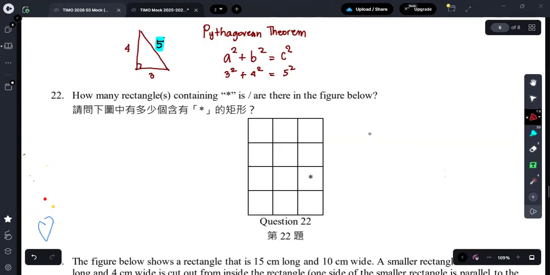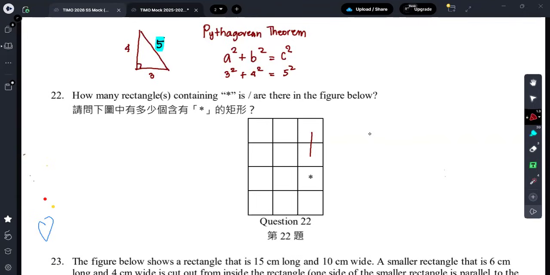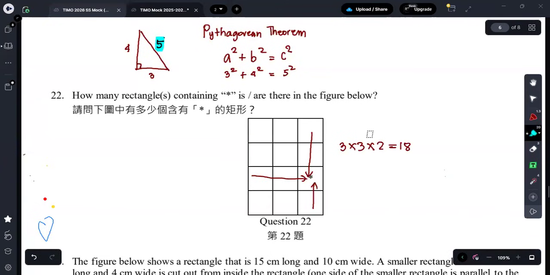Number 22. Okay, how many rectangles containing asterisks are there in this? 18. So how many in here? You have 3. From here, we will have 3. And here, we will have 3 again. And here, we have 2. That is equal to 18. Ya kan? 18.